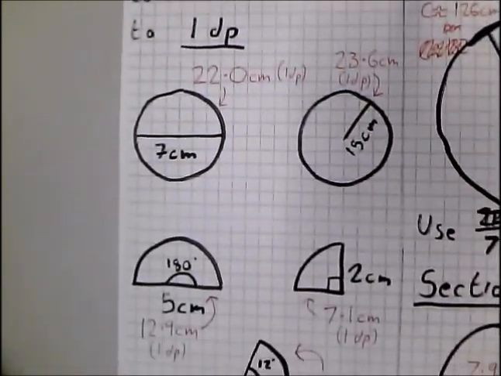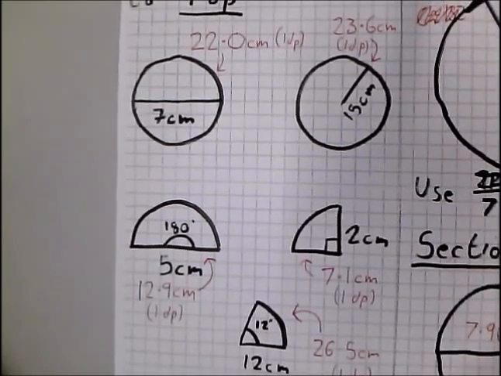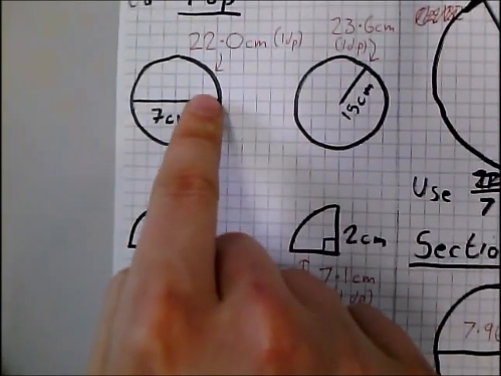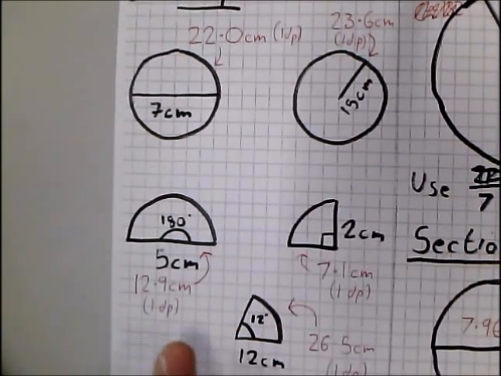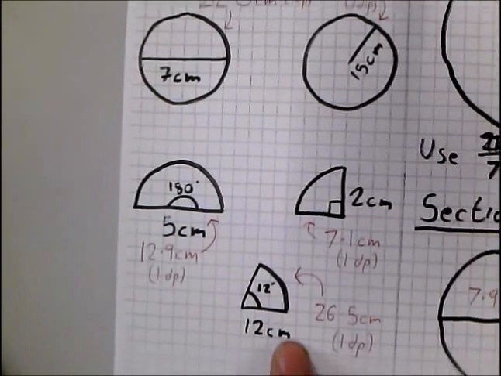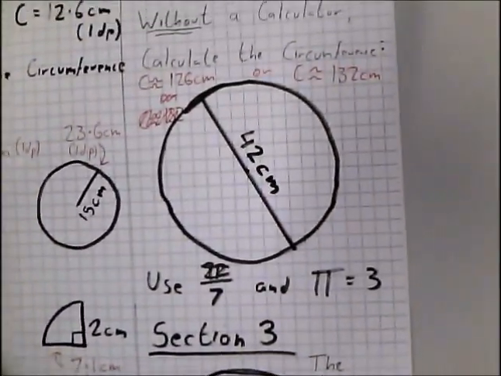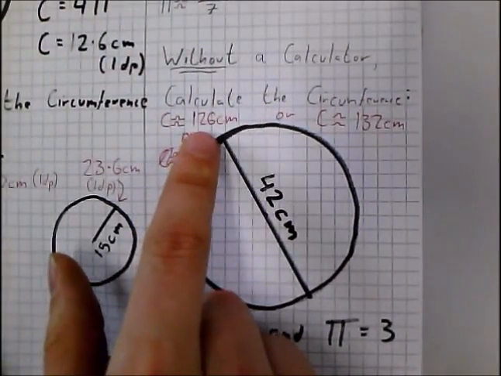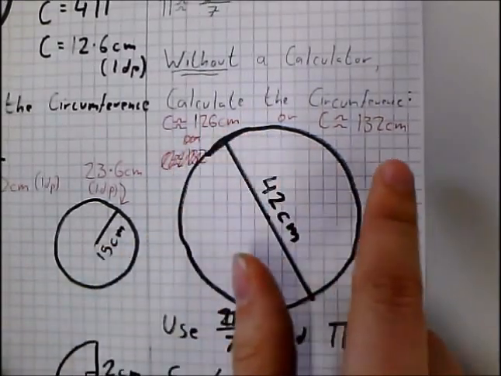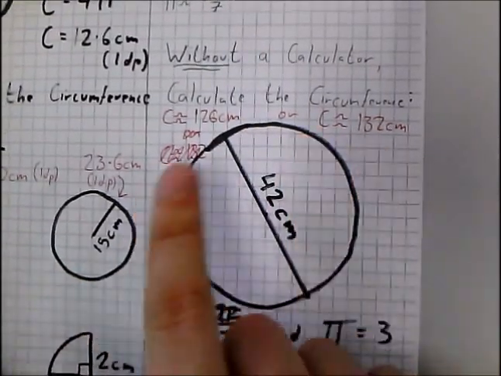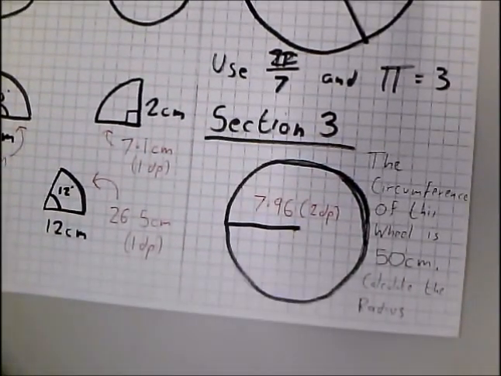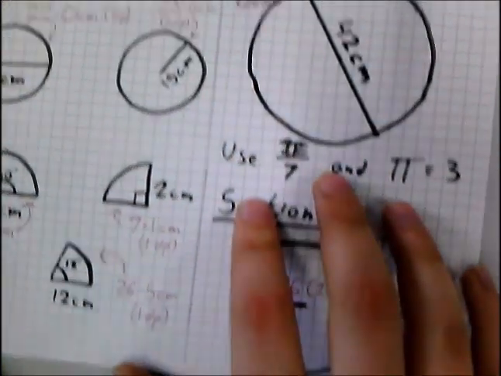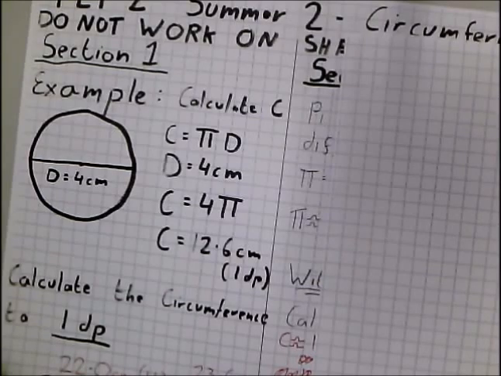Okay, so here are the answers to section 1. So we had 22 centimeters for this one, or 22.0, 23.6, 12.9, 7.1, and 26.5. And then for section 2, you should have got both 126 centimeters and 132, depending on your value of pi. And then finally, this one should have been 7.96. Okay, so let's have a look at how we do each individual question.